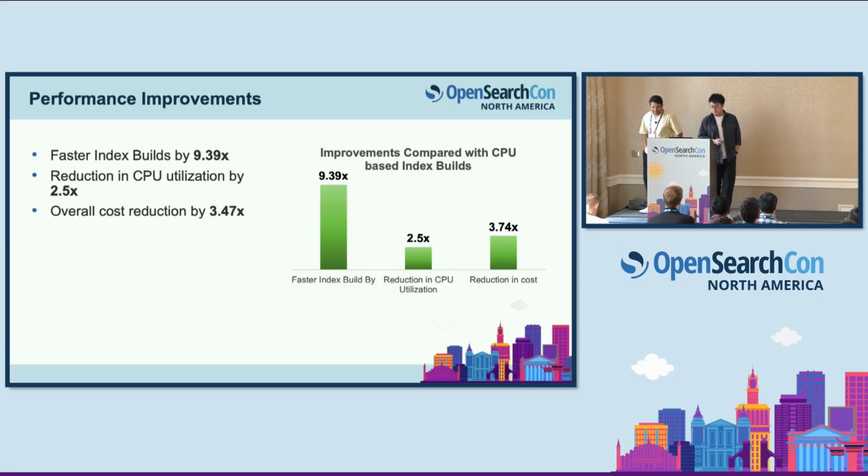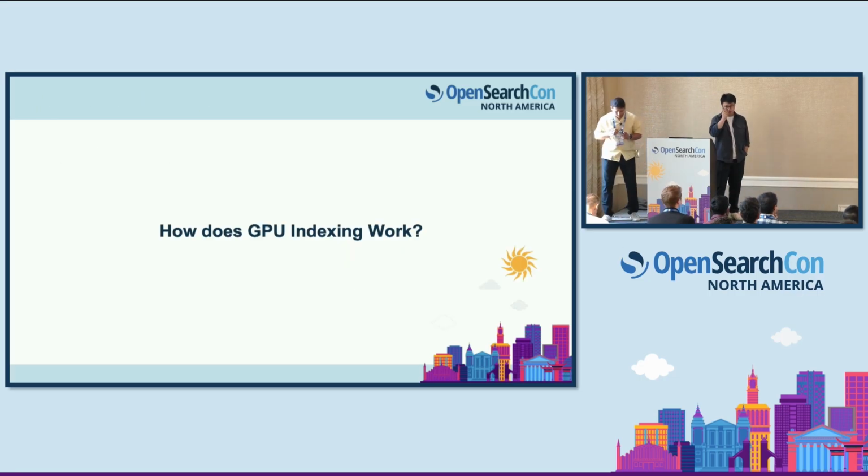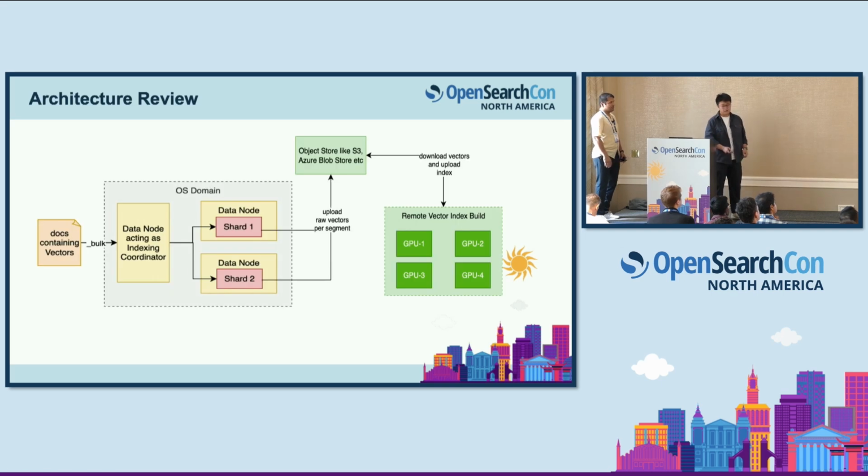Thanks, Navneet. So Navneet just gave us a ton of really great background on what GPU indexing acceleration is and how it works. I'll talk a little bit more now about how you can get started with it in OpenSearch itself. So first, let's look again at that architecture diagram that Navneet shared earlier. If you recall, he mentioned that each data node is responsible for uploading the raw vectors to a remote object store, and then also handling the segment build on its own.